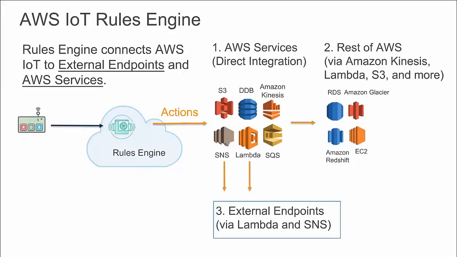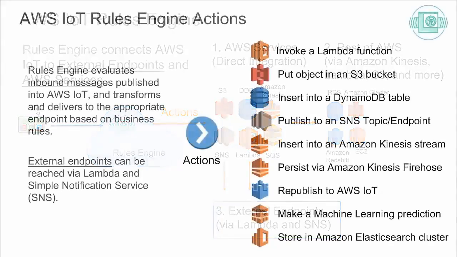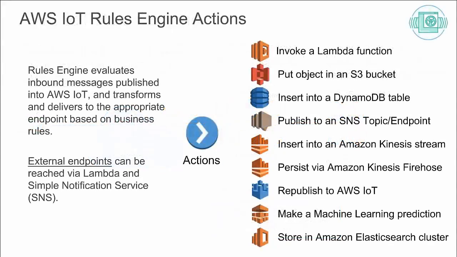So you have a really strong capability to integrate with a variety of other AWS services, and we're constantly adding to this as well. We recently added the capability to store messages in an Elasticsearch cluster. You can combine that with Kibana to build simple visualization dashboards for your AWS IoT control plane to enable you to monitor and manage applications that you're building.